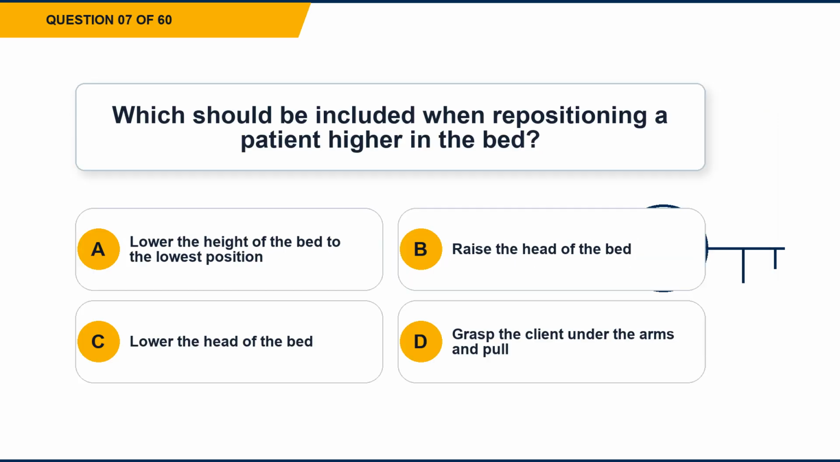Question 7. Which should be included when repositioning a patient higher in the bed? Option A. Lower the height of the bed to the lowest position. Option B. Raise the head of the bed. Option C. Lower the head of the bed. Option D. Grasp the client under the arms and pull.